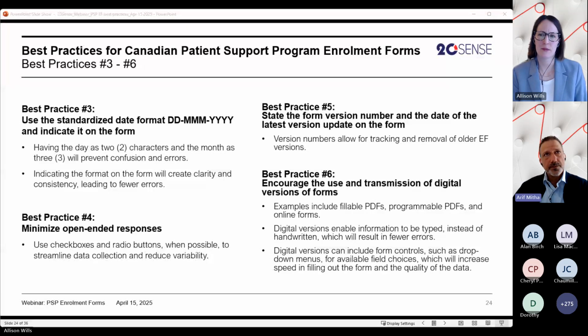Best practice number 3, use a standardized date format. As Allison mentioned, the month is 3 characters. Having the day as 2 characters and the month as 3 will prevent confusion and errors. This is from an experienced data person that we consulted, and they said this format is preferred. The group had a lot of discussion on the date format, but if it's written this way, you can imagine there's no confusion about which is the month and which is the day.